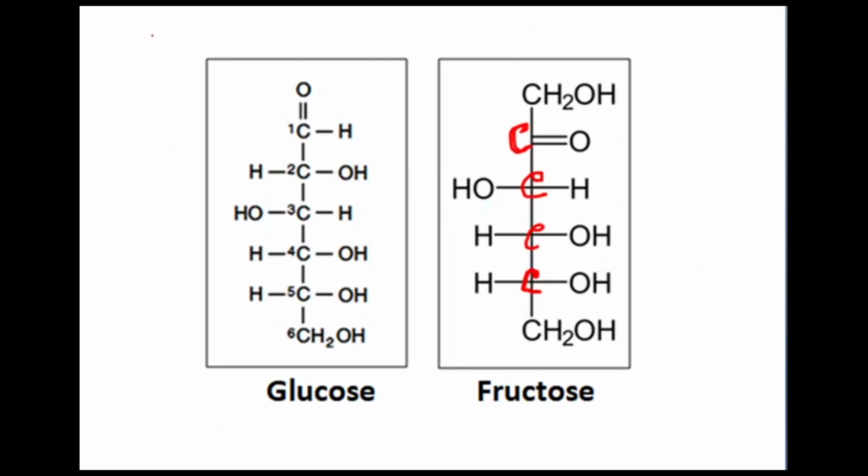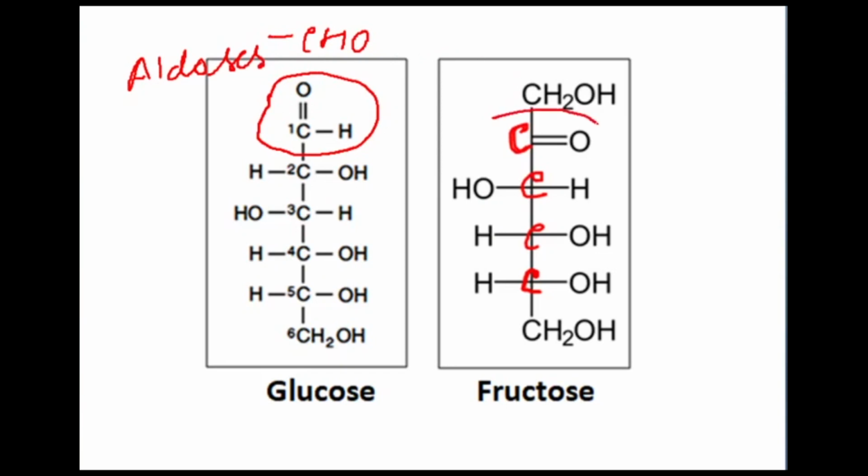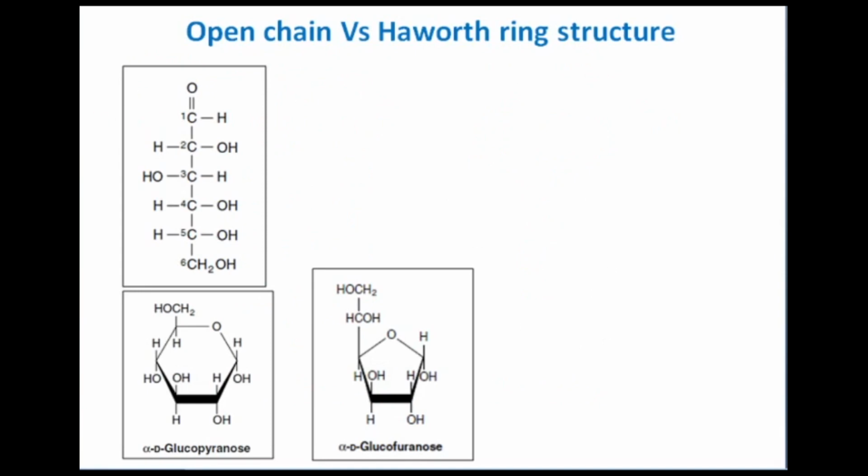Here I have shown you the comparison between glucose and fructose. Glucose bears CHO group, aldehydic group, that is why they are considered as aldoses. On the other hand, fructose bears ketonic group, that is why it is considered as ketose sugar. Again, we have two forms of structure, either open chain structure, or Haworth ring structure.